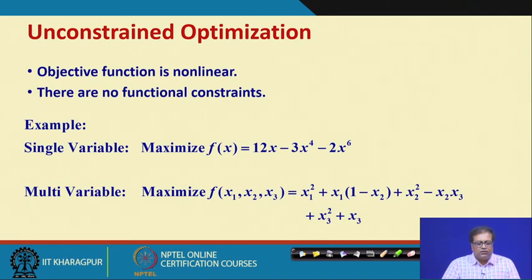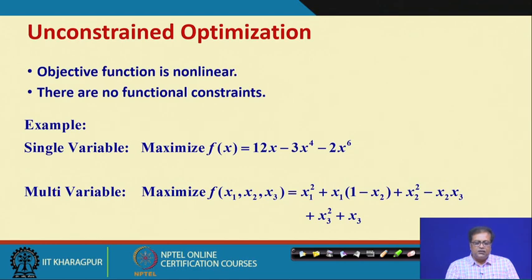Now, an unconstrained optimization problem in the context of nonlinear programming has a nonlinear objective function and no functional constraints. That is the essential definition of unconstrained optimization: there is a nonlinear objective function, but there are no functional constraints. It could be single variable or it could be multiple variable.